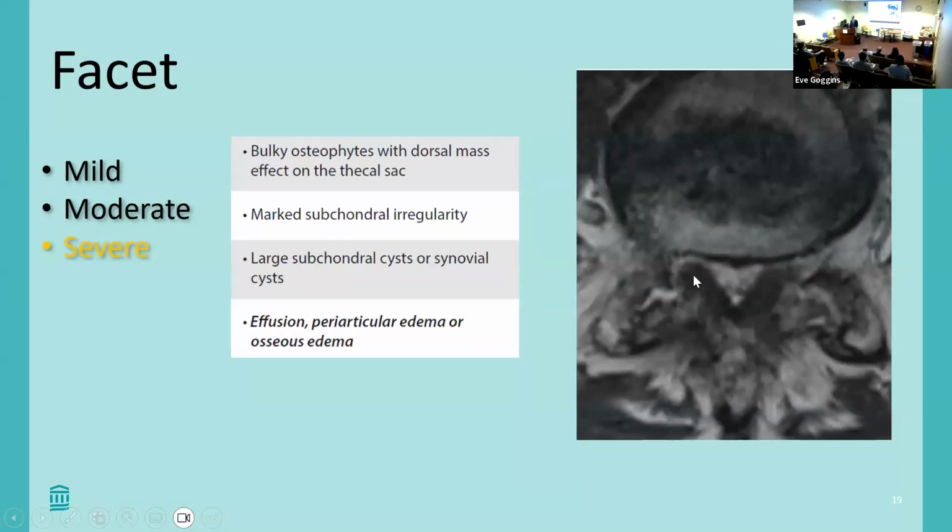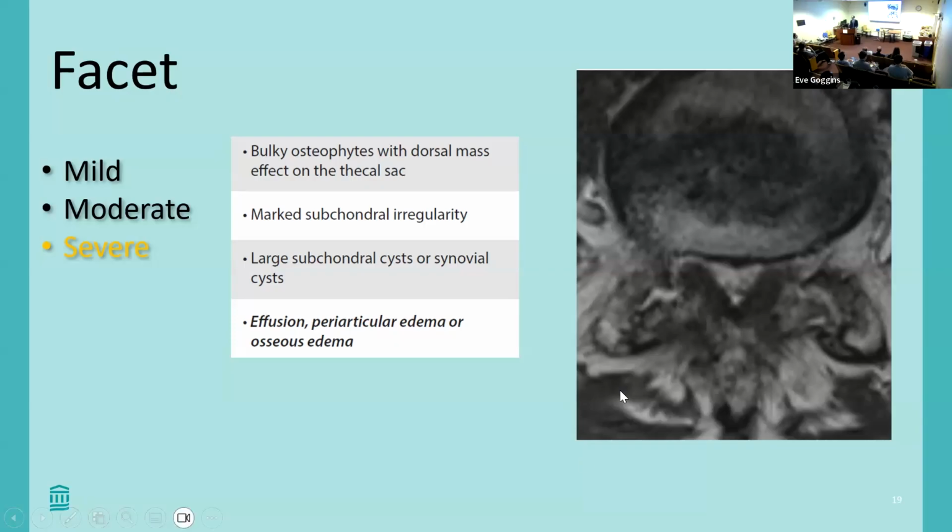And then severe, we have thickening of the ligamentum flavum. Remember, I said ligamentum flavum is really associated with facet arthropathy. You would probably not see ligamentum flavum hypertrophy in isolation. So look at it together with your facets. Effusion, marked subchondral irregularity, big osteophytes. And then, especially if you see it looking like this on the axial, you go along the sagittal STIR to see if there's any edema, either in the bone, in the soft tissues, or effusion, even though we can see effusion.